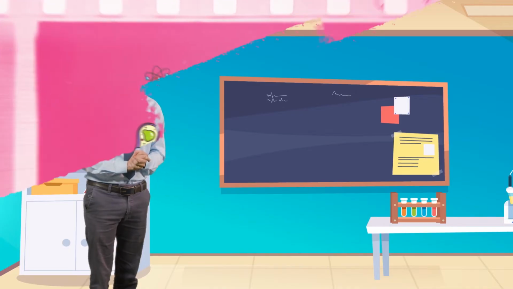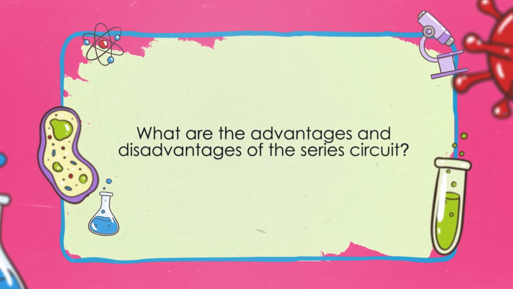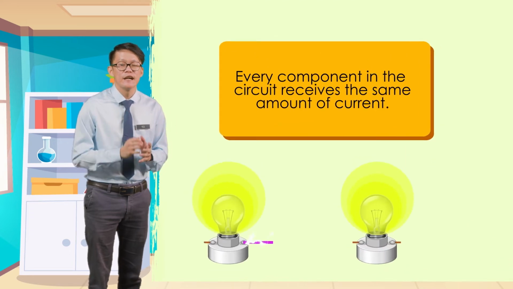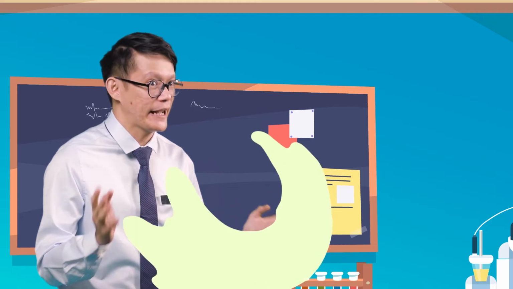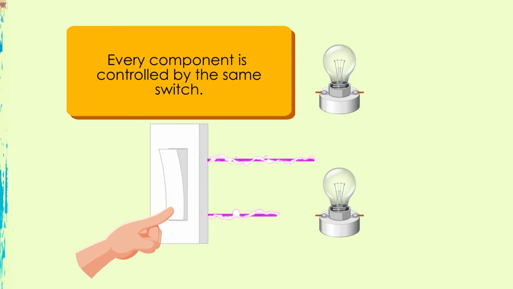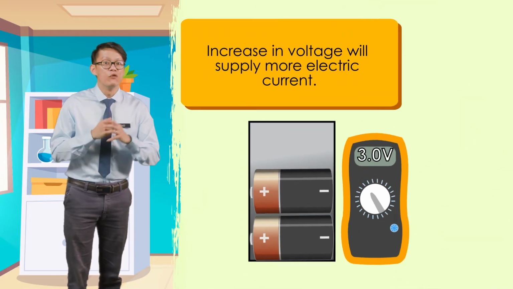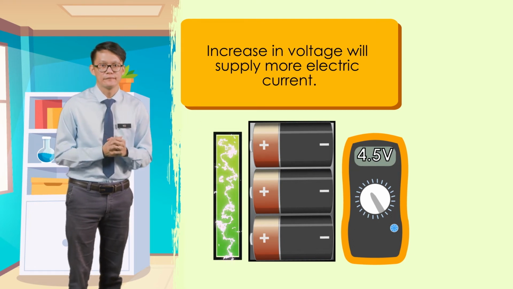What are the advantages and disadvantages of the series circuit? The first advantage is every component in the circuit receives the same amount of current. Second, every component is controlled by the same switch. Third, an increase in voltage will supply more electric current.